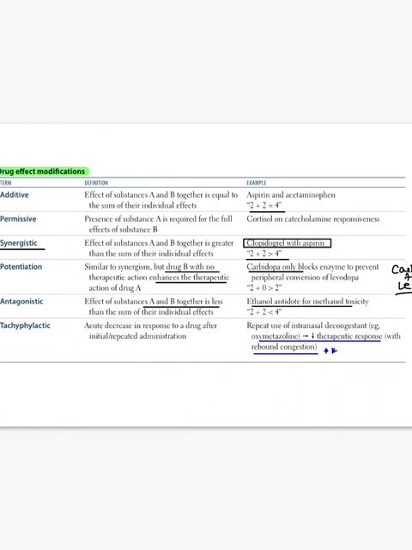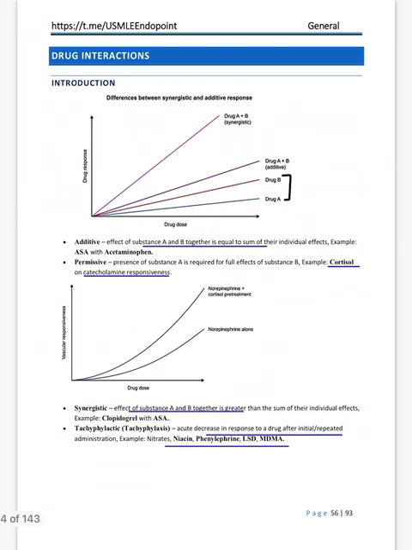Antagonist means the effect will be less, like ethanol is the antidote for methanol toxicity, and for paracetamol toxicity it is N-acetylcysteine. Now tachyphylaxis: when you give repeated administration, instead of doing good, it will act the opposite way, like oxymetazoline, which is a nasal decongestant. When you use it again and again, there is a rebound congestion. So this is about that.